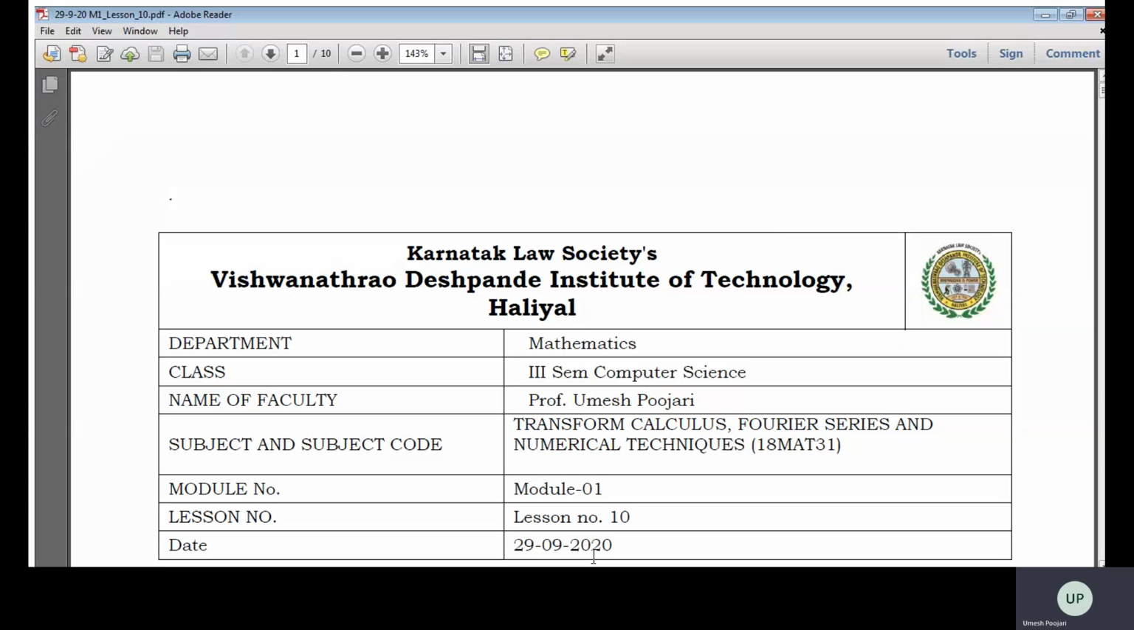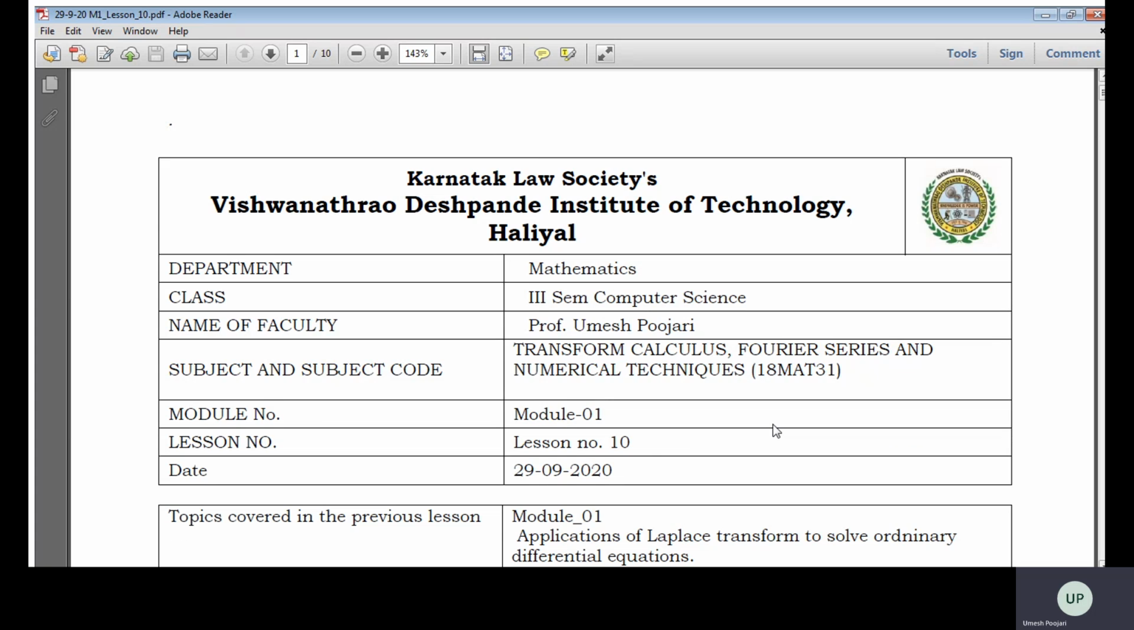So good morning. Today we shall continue the application part of module 1. In the last class we studied how to find the solution of ordinary differential equations with the help of Laplace transform and inverse Laplace transform, and we solved three examples. We shall continue that and solve some more examples.